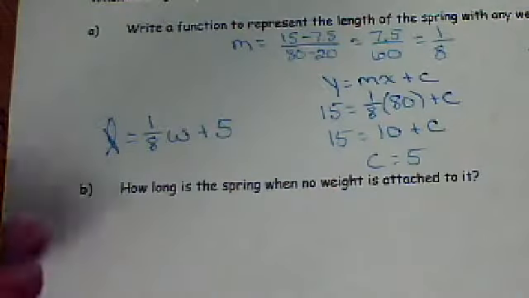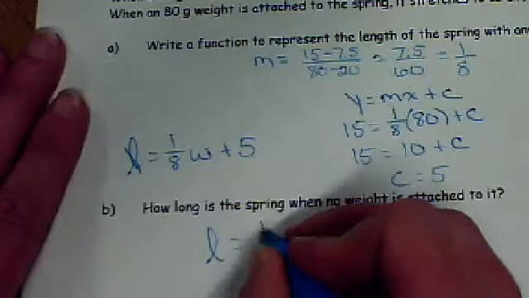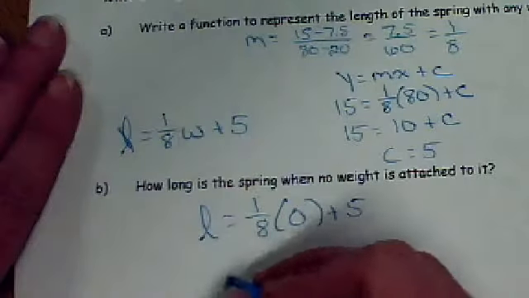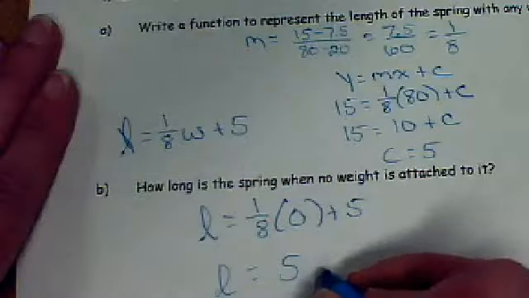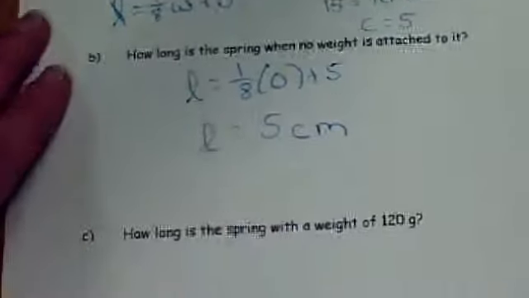Now the next part is can we answer questions based on a linear function. How long is the spring when no weight is attached to it? In other words, when our weight is 0. Well, that should be 5. And that is 5 centimeters. We want to make sure we use our units properly.